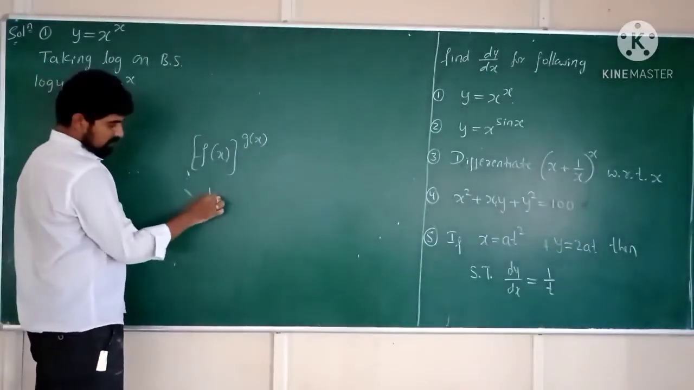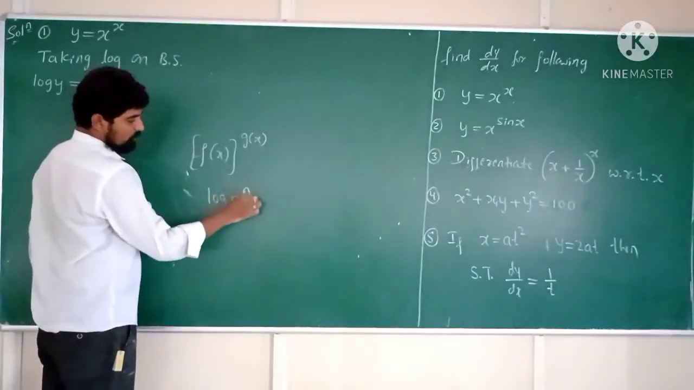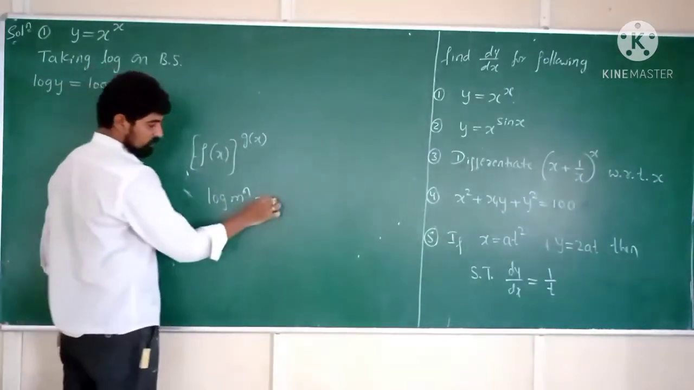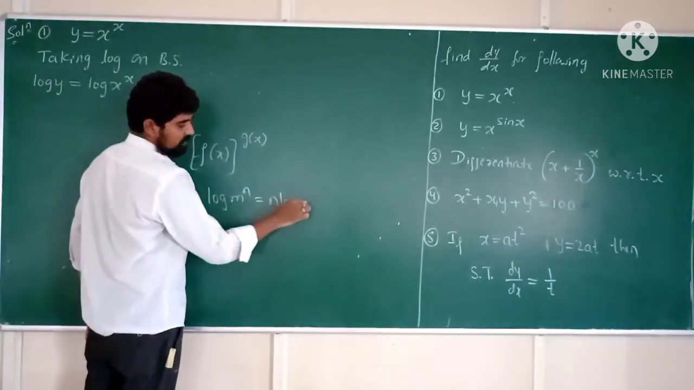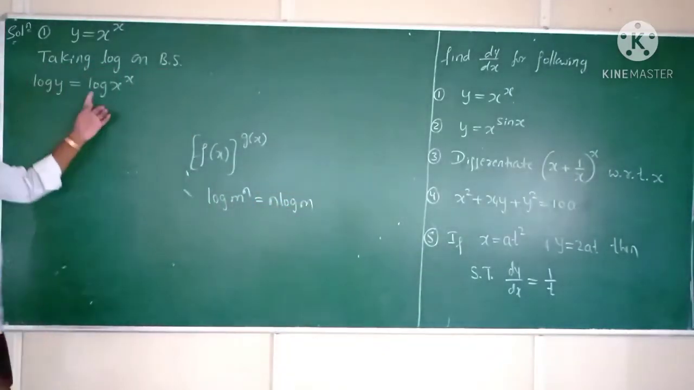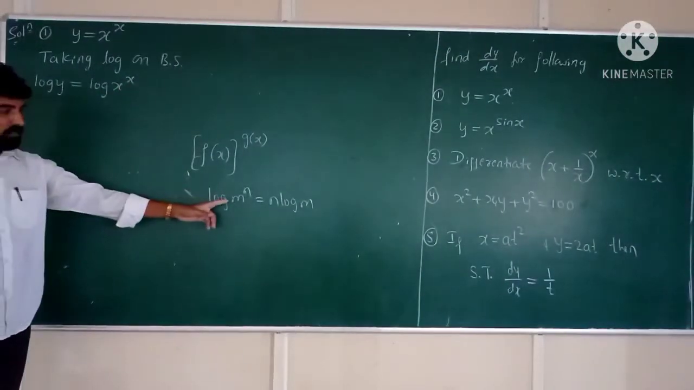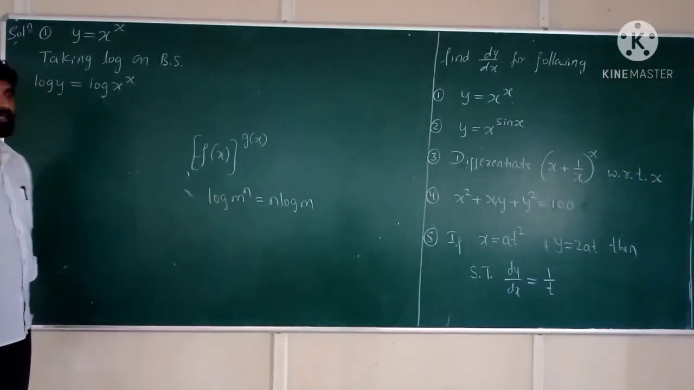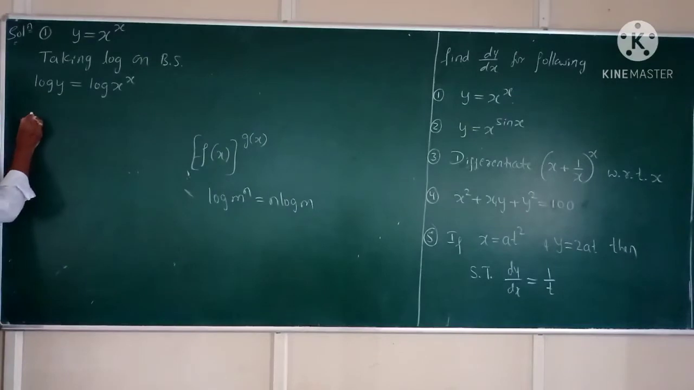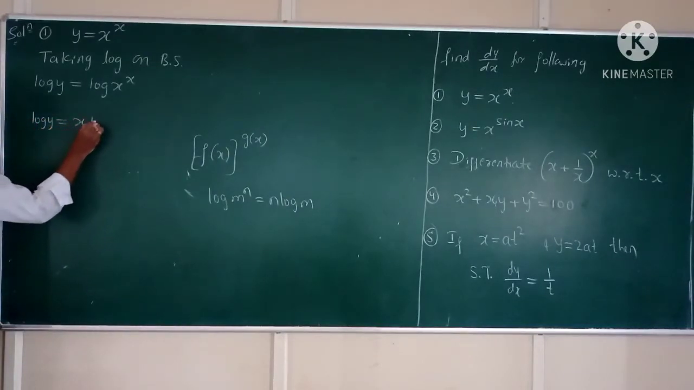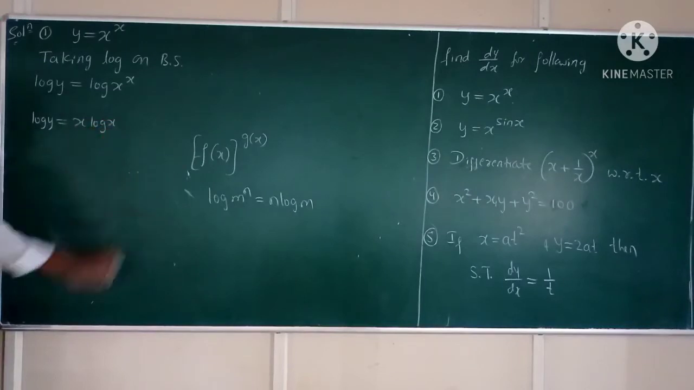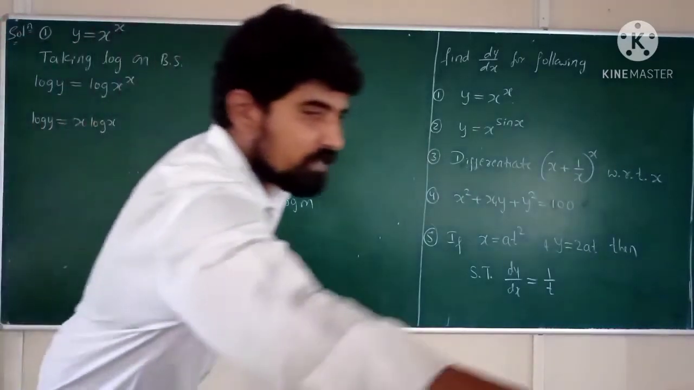We know that log m power n is equal to n log m. So this log x power x is of the form log m power n. So by using this property of log, this can be written as log y is equal to x log x. I hope all of you understood. Now we can easily differentiate this.